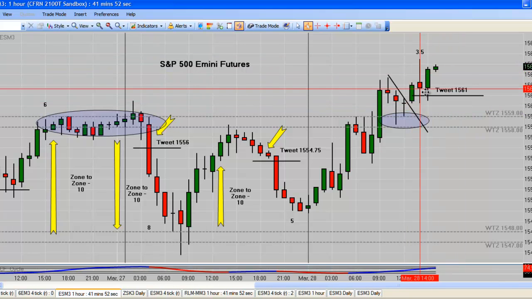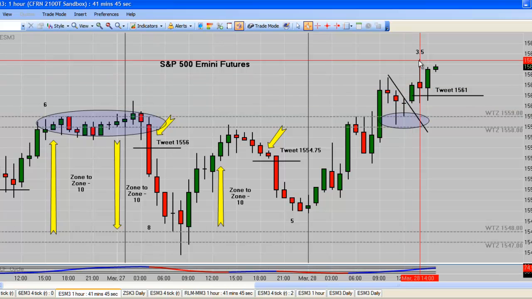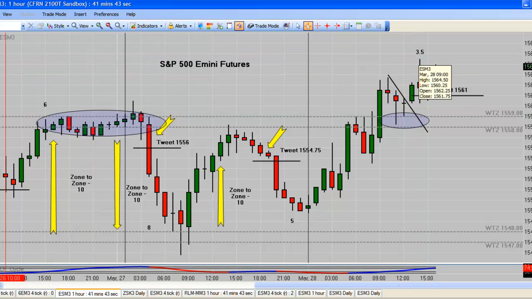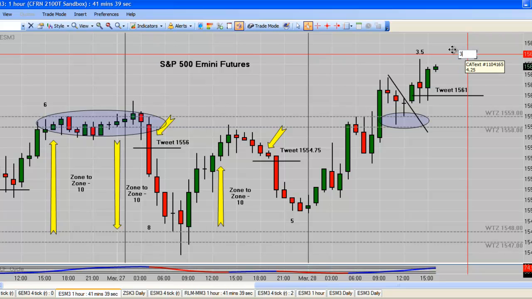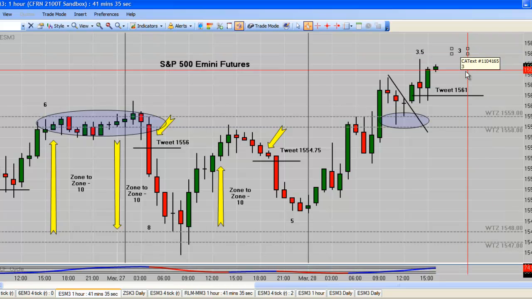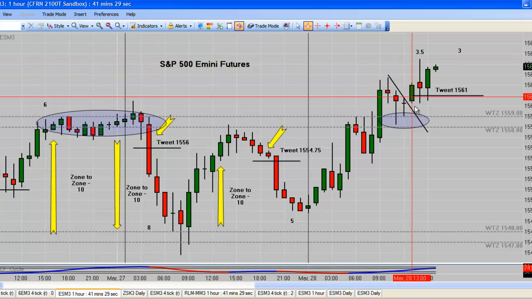It did. But then it came back to 61 and ran up to 64. So the first push was good for 3.5. If we want to split hairs, we can say the second push was good for 3. All right? That's 6.5 points. And what did it do? What it almost always does is it comes back.